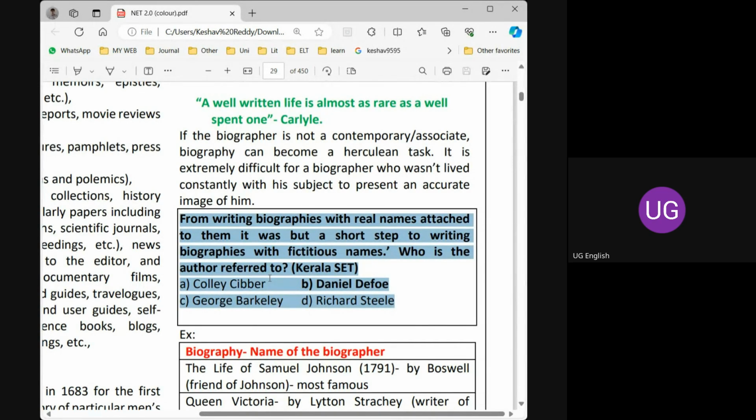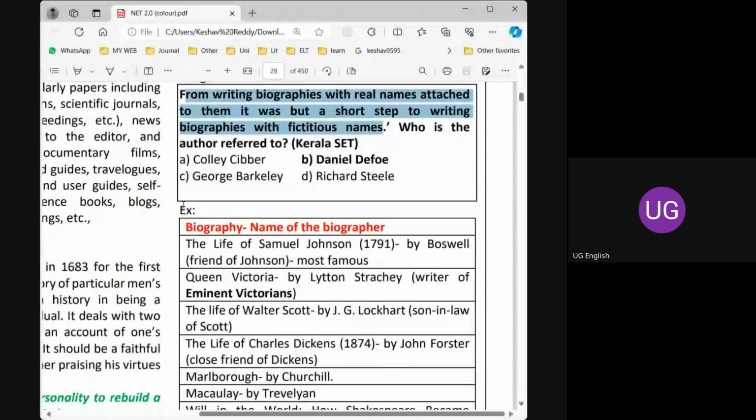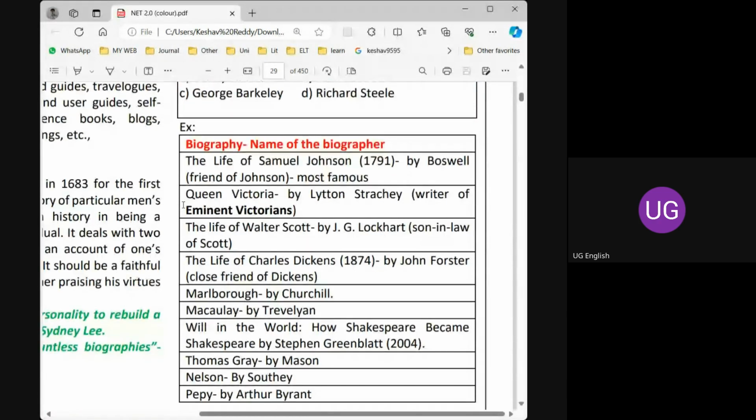From writing biographies with real names attached to them, it was but a short step to writing biographies with fictitious names. So, who is the author referred to? Daniel Defoe. So, instead of writing biographies with real names, these fictitious names. Who said this? Daniel Defoe. Just remember this question.